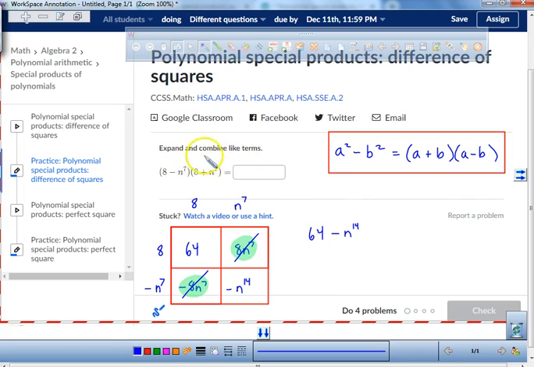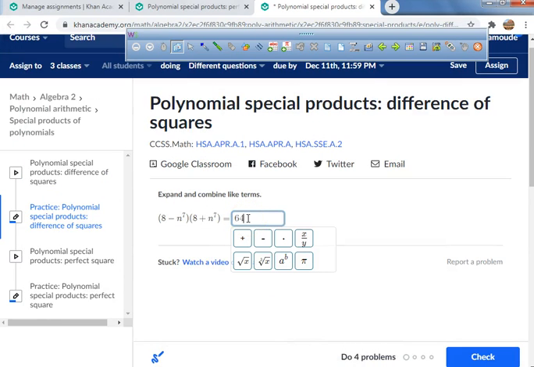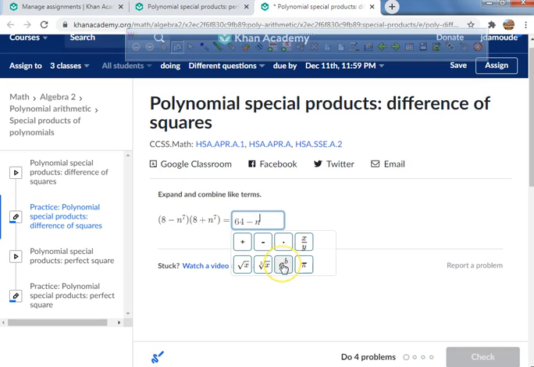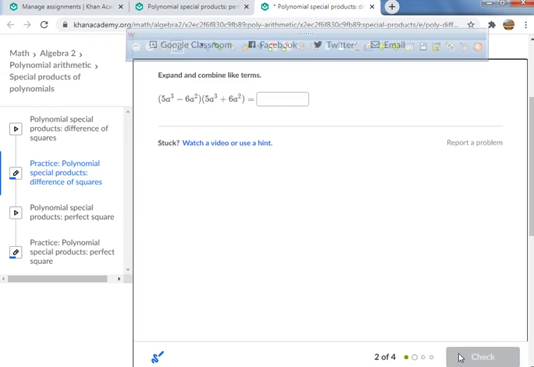Now, does it say standard form? It doesn't, does it? So if it was standard form, I'd have to write it as negative n to the power of 14 plus 64, but it doesn't say standard form, so I'm going to risk it. I'm going to see if it'll be acceptable for you guys. I'm taking one for the team here. 64, then what do we do? Minus n to the power of 14. See if it accepts it. Awesome. So if it doesn't say standard form, you don't have to put it in standard form.